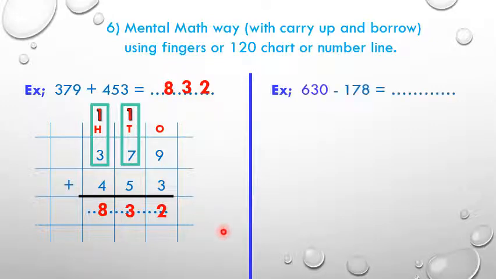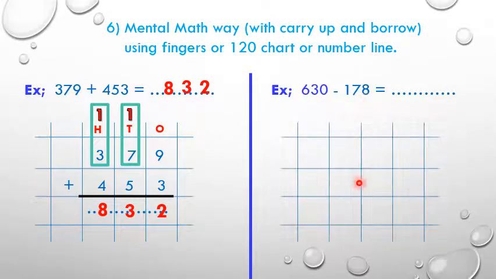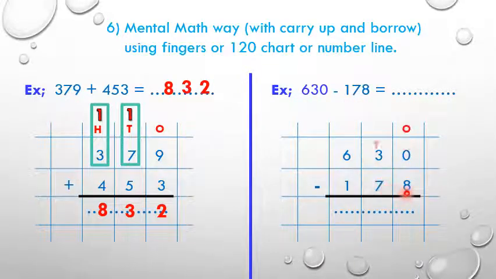Now let's go to another exercise. 630 minus 178. I want to subtract using our square copy, from this horizontal way to vertical way. Make sure that ones and ones are together, tens and tens together, and hundreds and hundreds together, and put our subtracting sign. Beginning from ones place, can I take 8 from 0? Ask yourself, can I take away 8 from 0? No, it can't be.